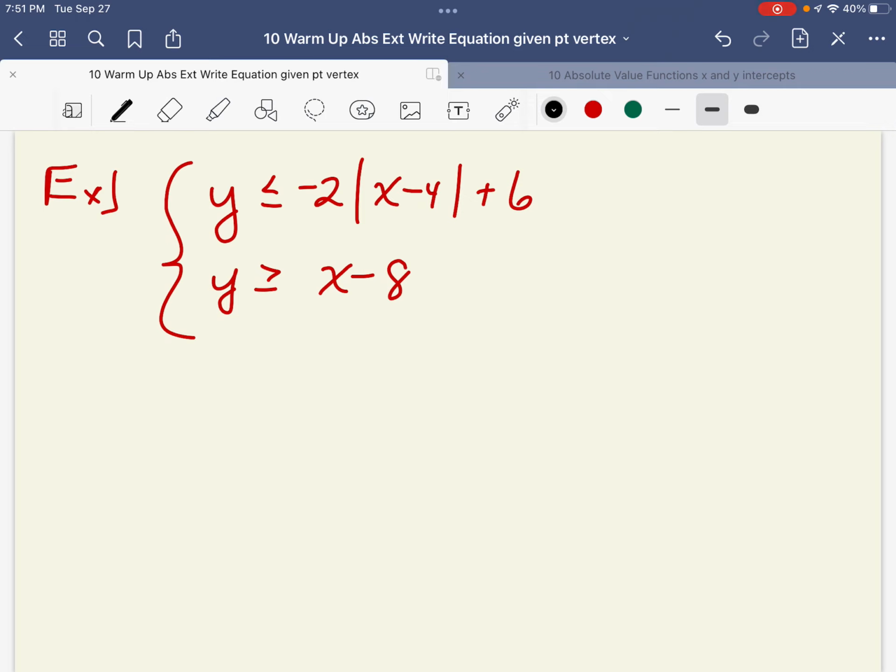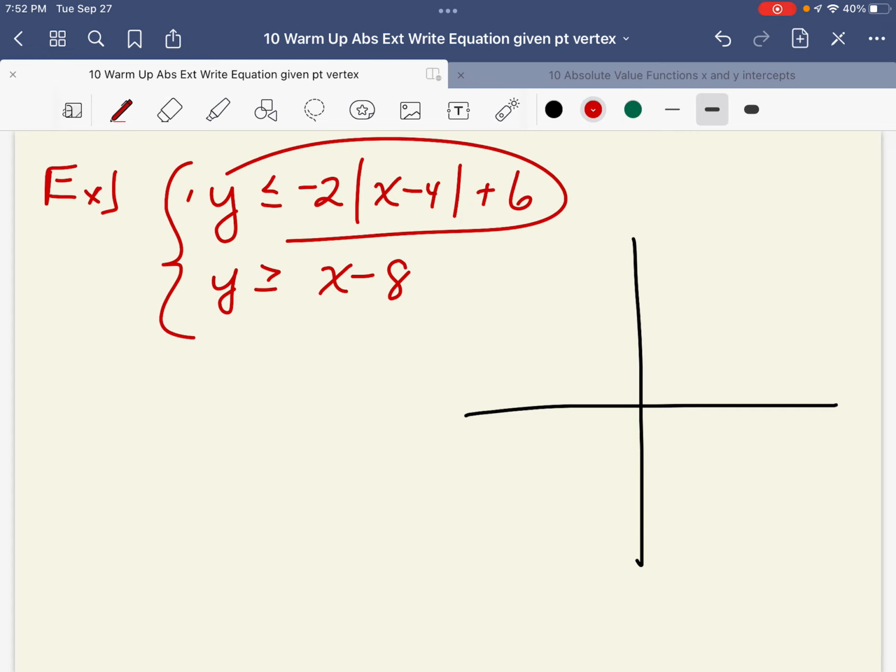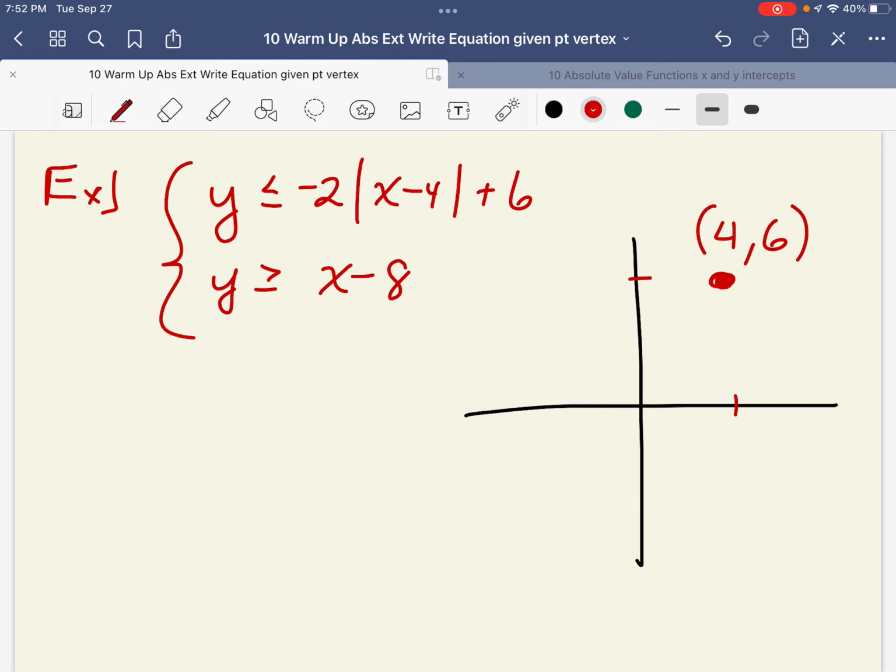This one looks a little bit more involved. It's a system. Uh-oh. What do we do with a system? Well, we look for the intersection of the shaded regions. Okay. Well, you've got to still graph one at a time. So we've got a graph that looks like it shifted to the right 4 and up 6. So we can plot that point as 4, 6.